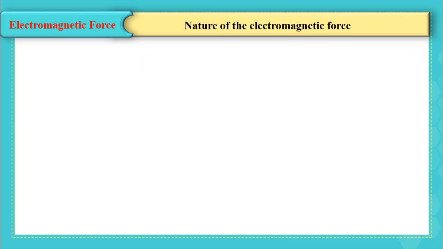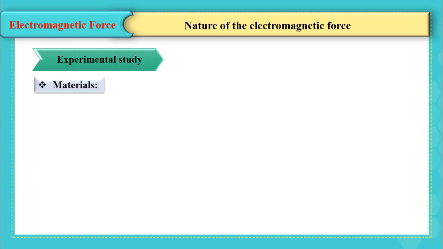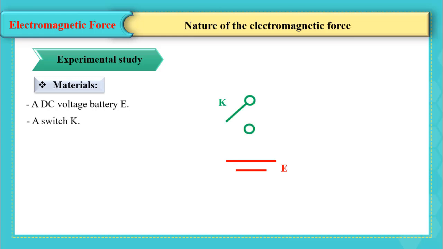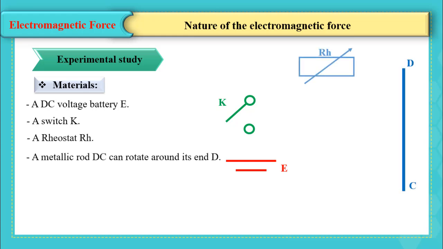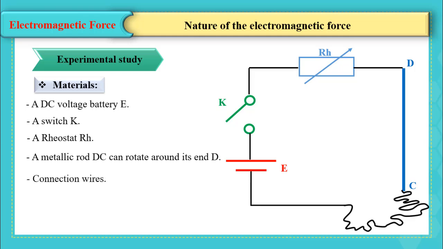To investigate this force, let's study the following experiment. We are going to use a DC voltage battery of electromotive force E, a switch K, a rheostat, a metallic rod DC that can rotate around its end D, and the connection wires. Finally, we use a source of a uniform magnetic field B vector.